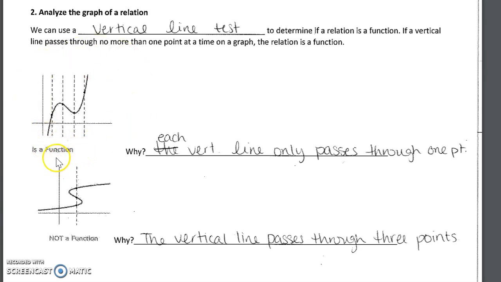Look underneath here. The second one, if I draw a line here, it's okay. It only crosses the graph once. But if I move over here and draw a vertical line, notice it crosses the graph 1, 2, 3 times. So that makes it not a function because it does not pass the vertical line test that we've talked about. Okay. Again, go ahead and take out your whiteboards, and we're going to try a couple on our own.